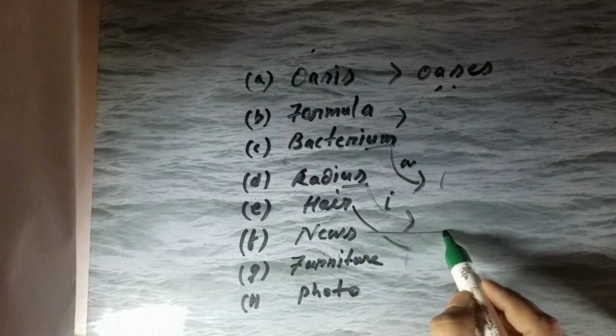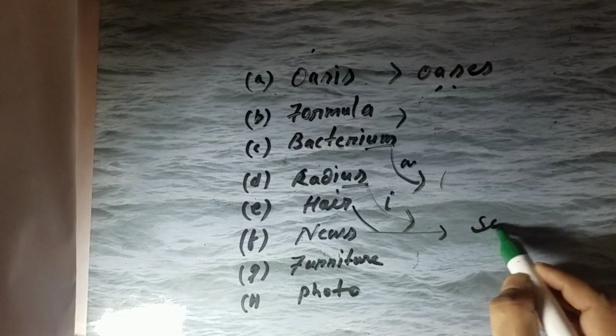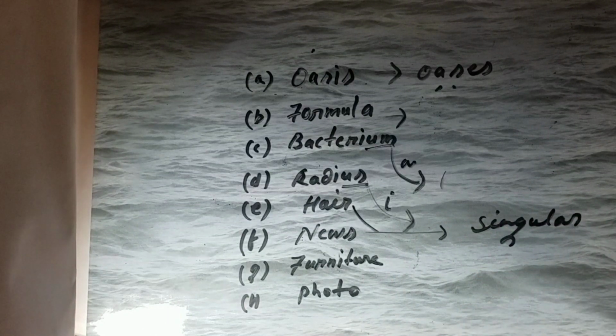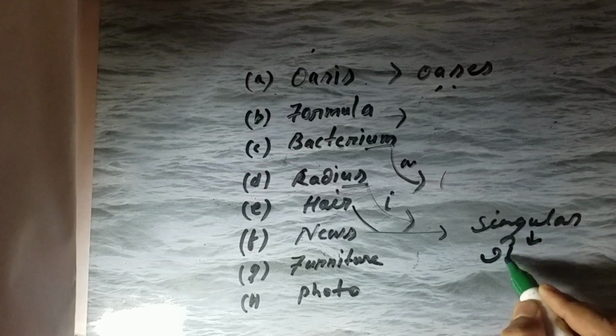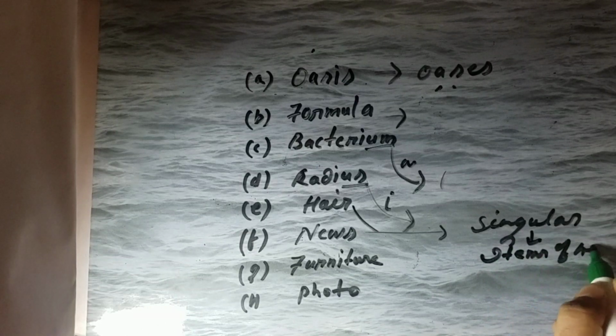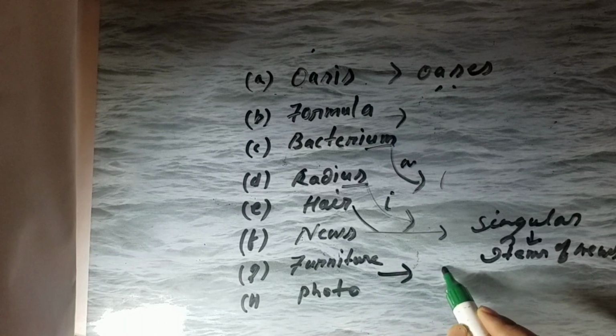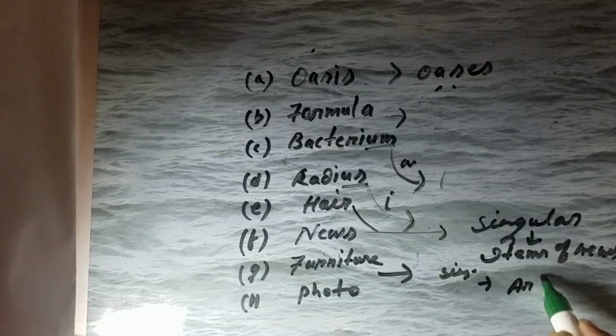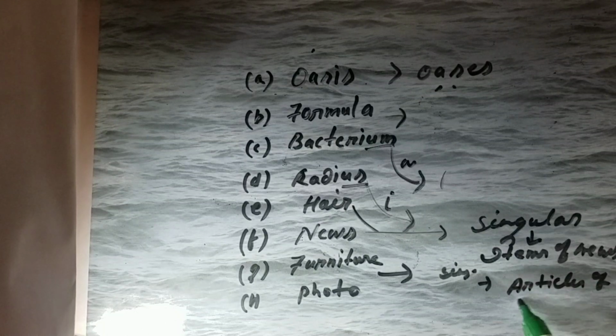Now about news. News is always singular. You cannot change it into plural form. There is not a word like this, news is. But if you want to change it, then you have to use what? Items of news. Then it will be plural form. Furniture is also in singular form. If you want to change it into plural form, you have to use what? Articles of furniture. We cannot use furnitures.